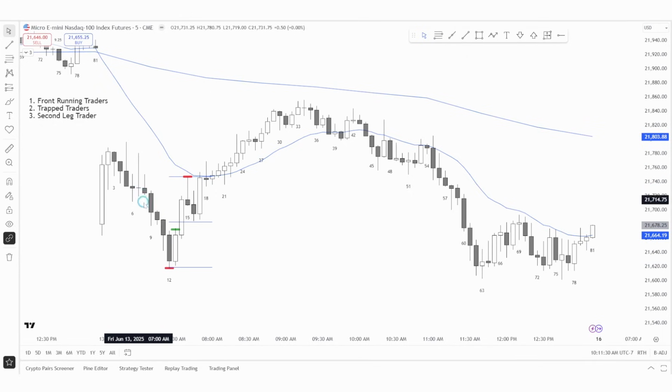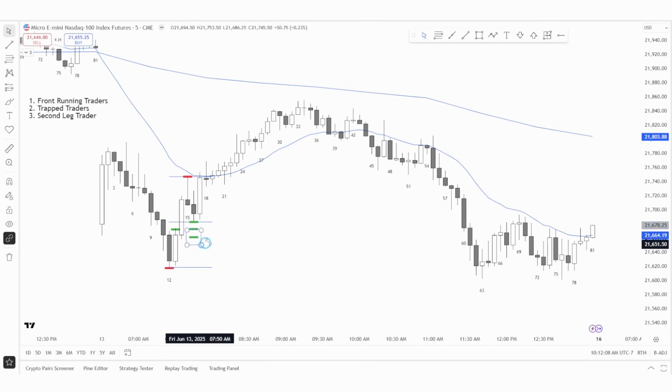So now we can see front running bulls have made money from here to the high of 15. Bears are now trapped and their new average price is right here, the blue line. So now they're going to buy back shorts right here at the 50% level. Front running bulls are going to add to their position. So now we have the front running traders right here. We have the trap traders, the trap bears buying back, and then we have the second leg traders right here. That's us buying at the 50% level.